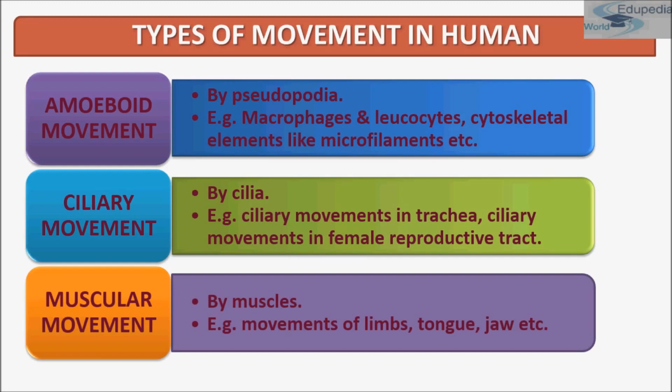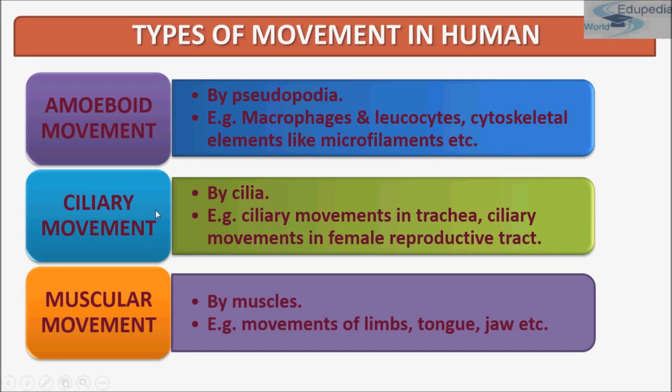Okay, so you can say that these are the three types of movement that is seen in humans: amoeboid movement, ciliary movement and muscular movement. Amoeboid movement, I have taught you that it is just like how amoeba moves using pseudopodia. So examples are macrophages and leukocytes that are present in our humans. They move in an amoeboid movement, okay?